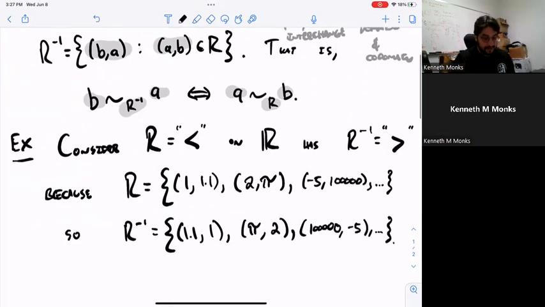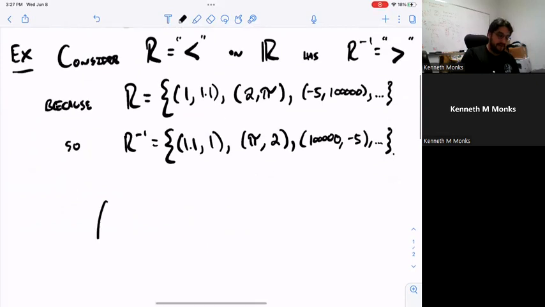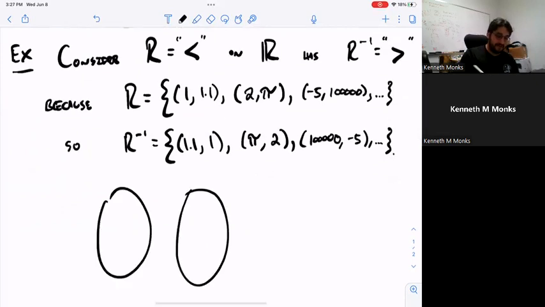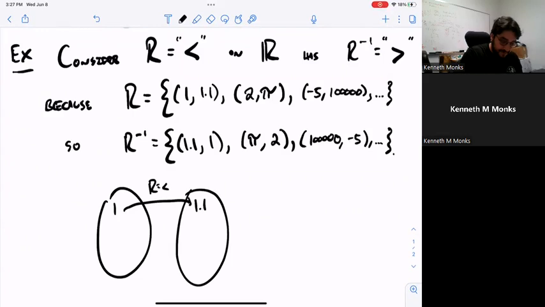Another way to look at this, of course, is with our blob diagrams. So you can think of 1 over here and 1.1 over here. So the relation R, which is the relation less than, would relate 1 to 1.1. But then the relation R inverse, which is the relation greater than, would relate 1.1 back to 1. So this is the idea of an inverse relation.